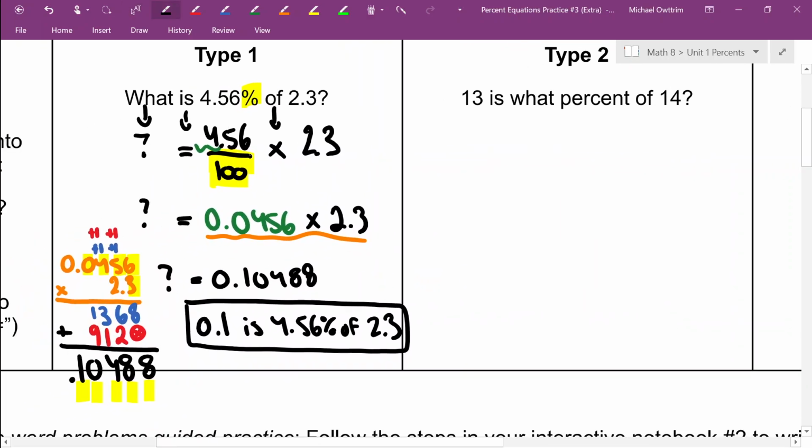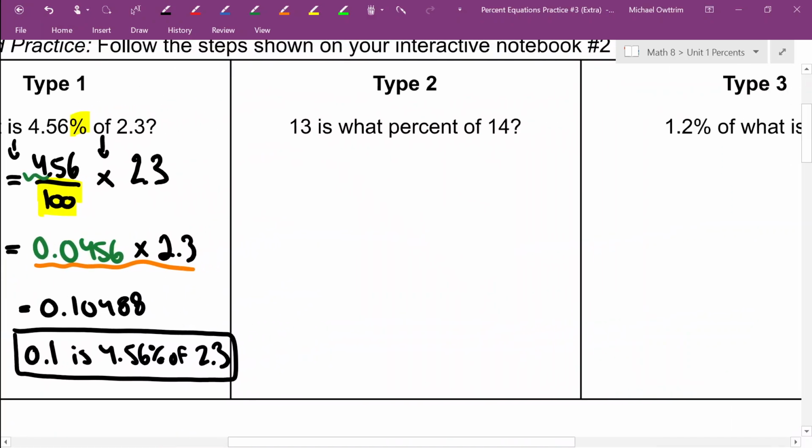If you forget the divide by 100, for example, you'll get 10.48, and obviously 5% of 2.3 can't be 10. 5% of a number should be much smaller than the number itself. 10 is not much smaller than 2.3.